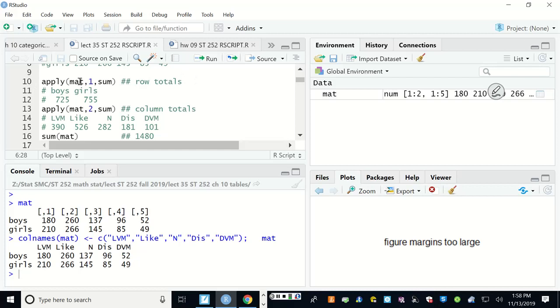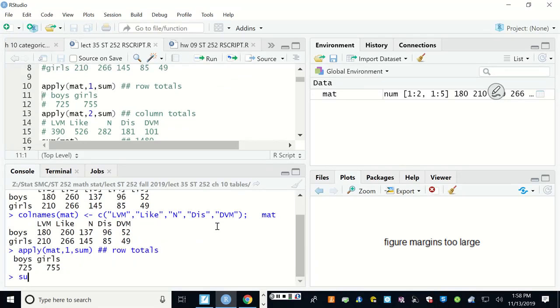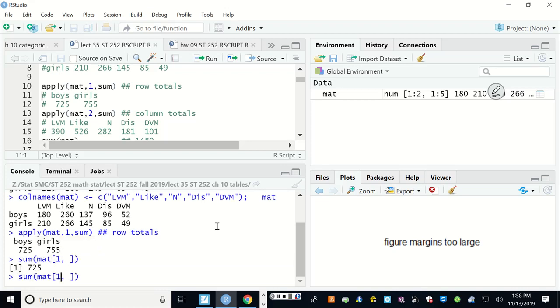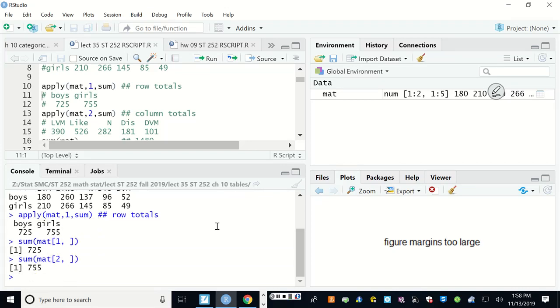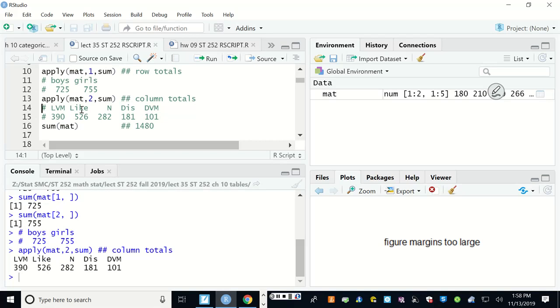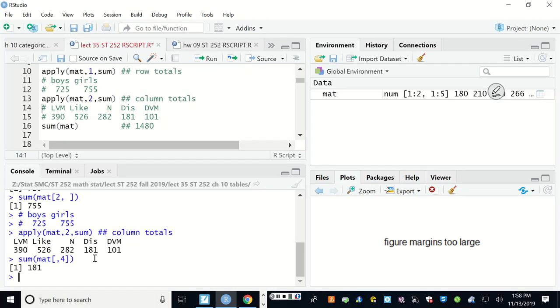Right? What are the row totals? This apply thing is useful here. The other thing you can do, take the matrix and take the first row and add that up, and that's the girls. Or the second row and add that up in the boys. There's a couple ways to operate with that. The column totals is this command, so it's going to preserve the second dimension, the column dimension, and add down there. So for instance, if you did the sum of the matrix, the fourth column, it's going to be 181 for the dislikes. And the whole total is 1480.